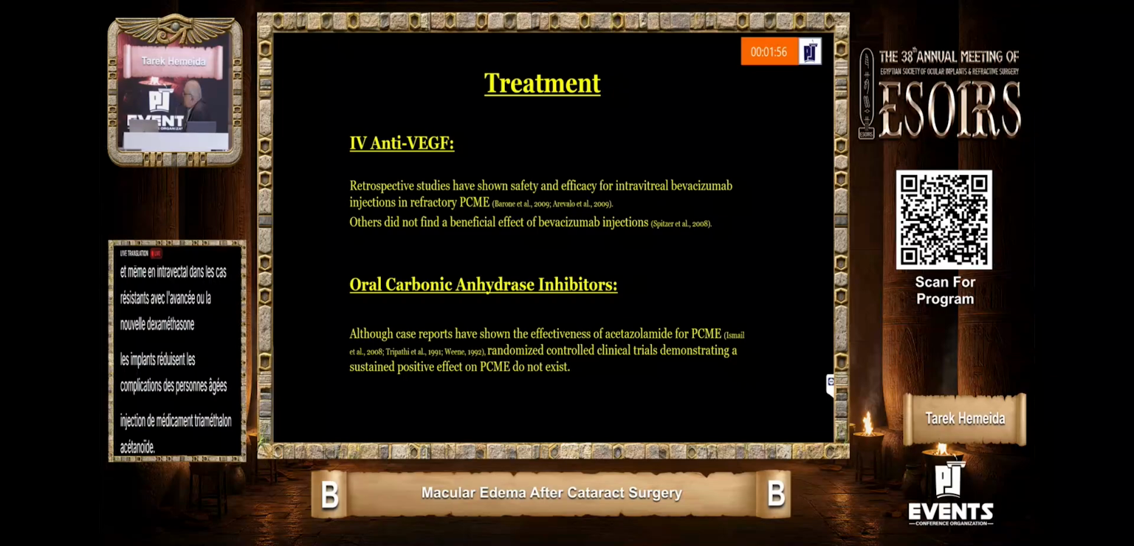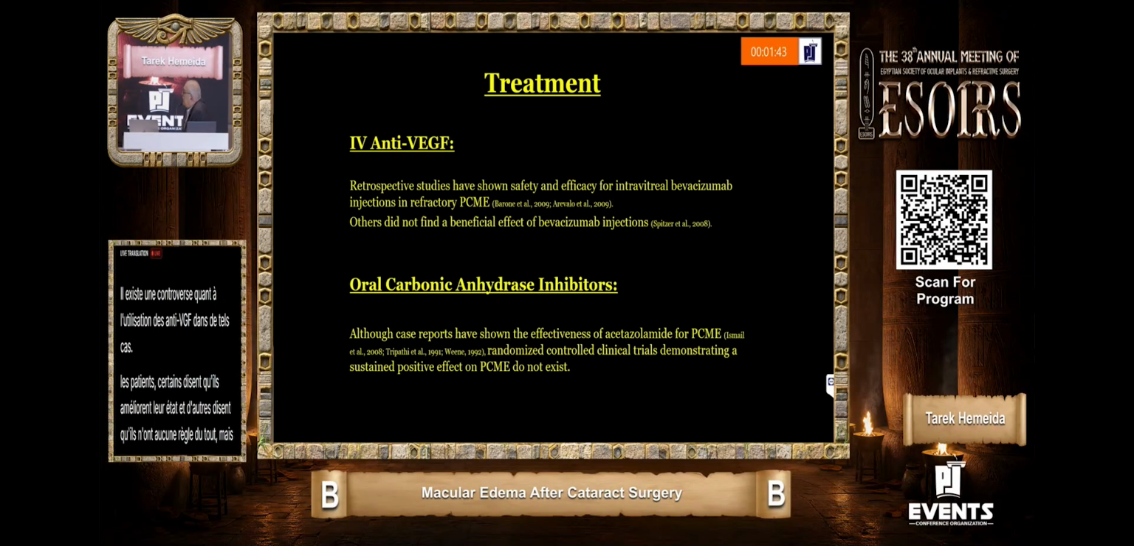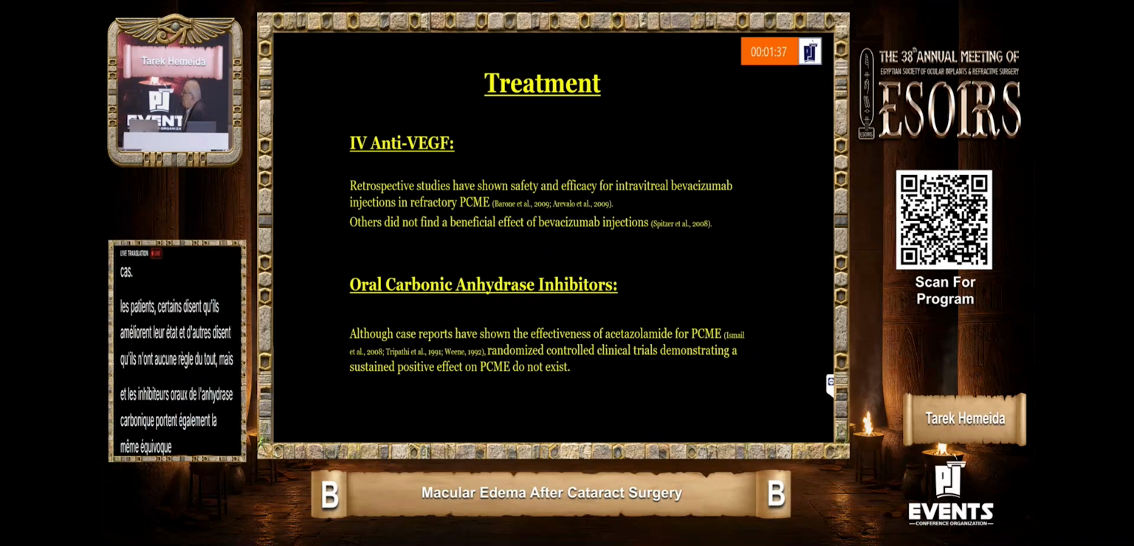There is controversy about using anti-VEGFs in such patients. Some say they improve the condition, and others say they have no role at all. And also, oral carbonic anhydrase inhibitors carry the same equivocal effect, and they do not carry a better visual prognosis in the long term.